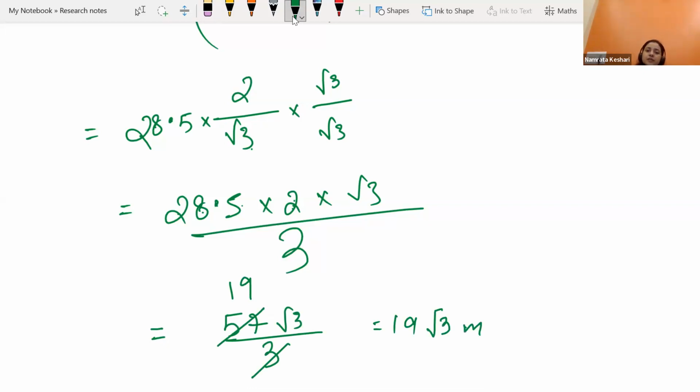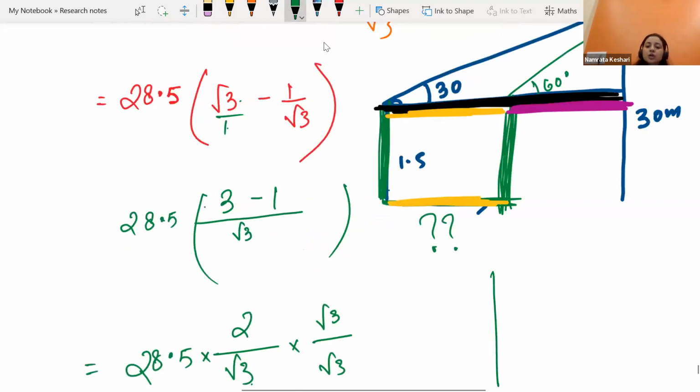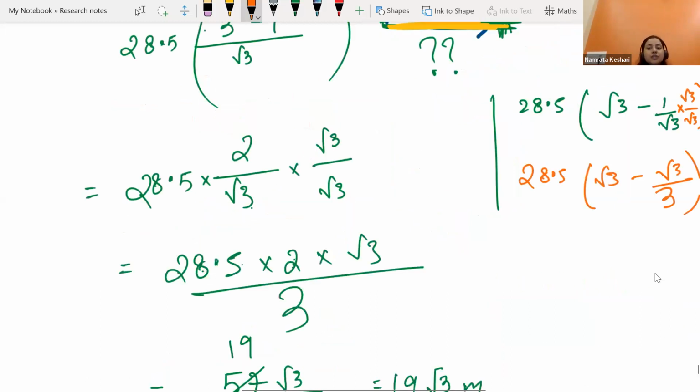Any confusion? Or initially, if you are doing the rationalization? Yes, you can do so. 28.5 you can take out common and you are left with root 3 minus 1 by root 3. Now if you are thinking that you always do the rationalization first and then the calculation, you can go ahead and do the same. So root 3 and root 3 you can multiply. You will be left with 28.5. Here you will be left with root 3. There you will be left with minus root 3 by just 3. This is just the other way of doing the same thing.